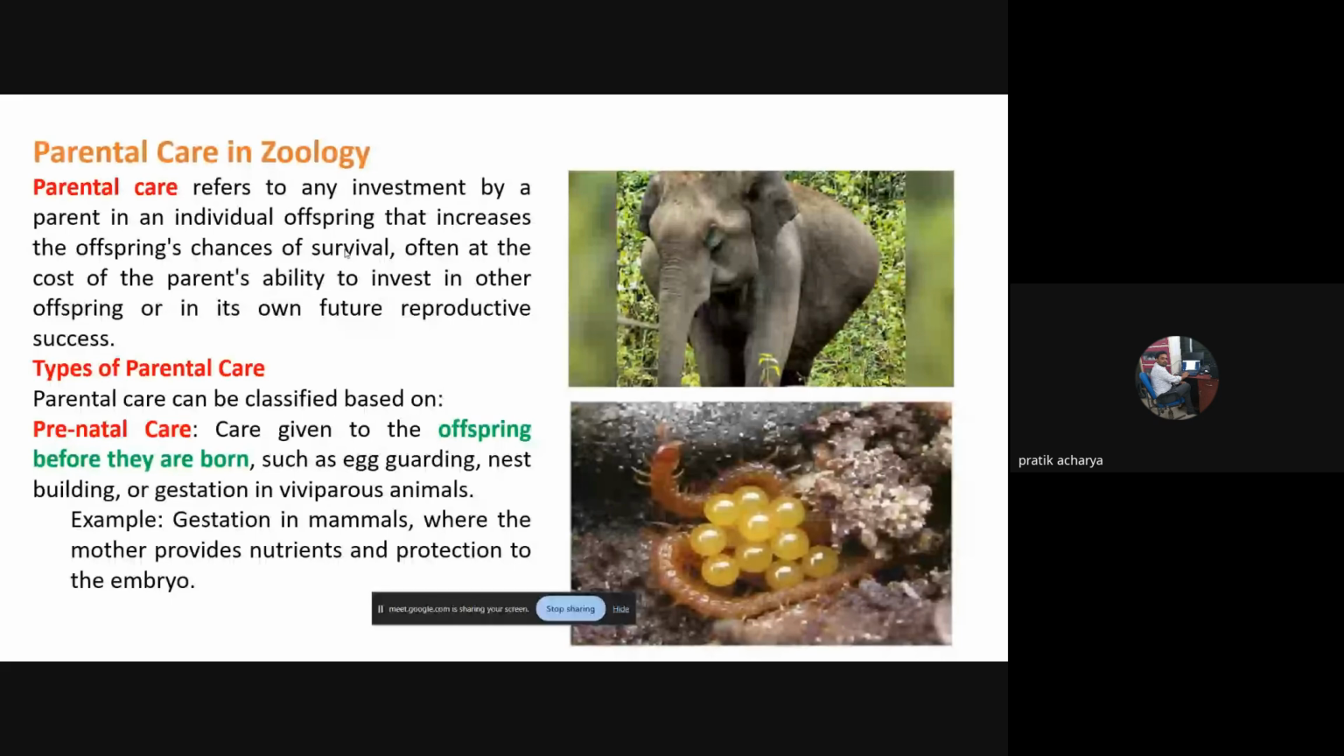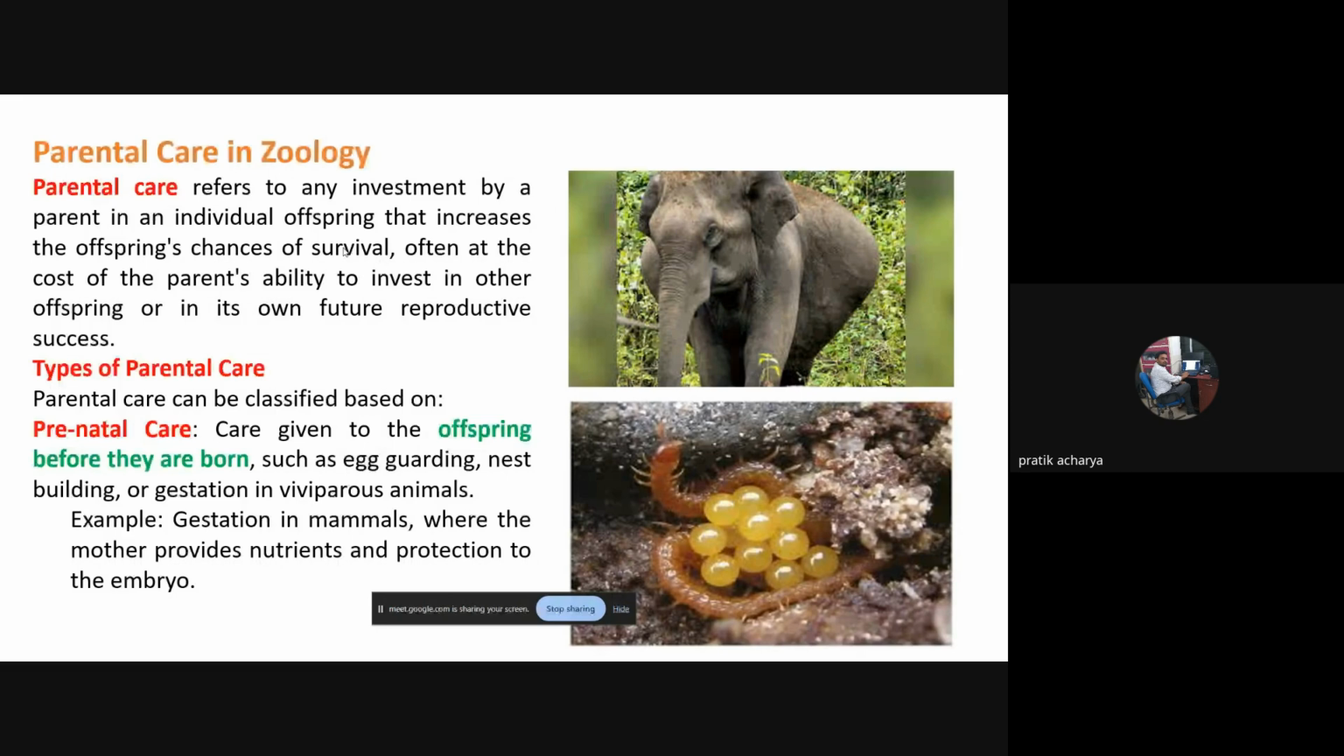What types of parental care can we generally find? One is prenatal care. That means before birth, the animal takes care of its child, its offspring, its embryo. That kind is known as prenatal care. Gestation period means the period from zygote production to parturition. When a mammal is in the gestation period, if care is taken by the mother, that is called prenatal care.